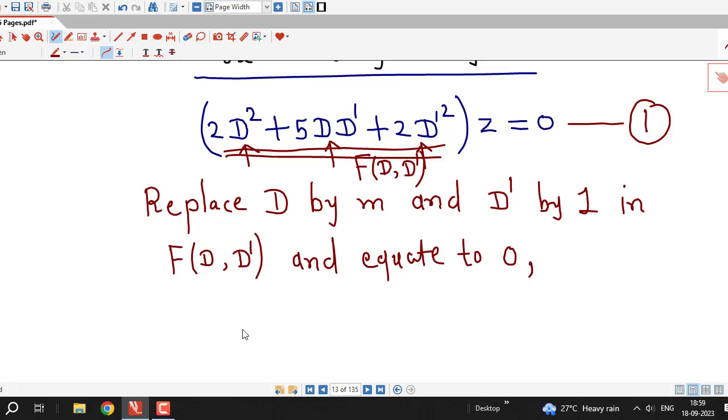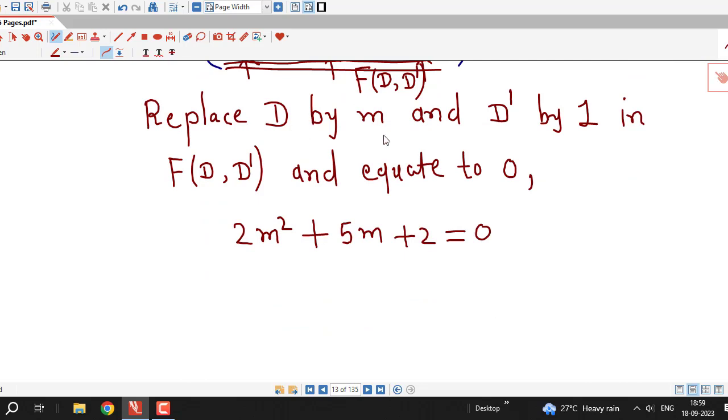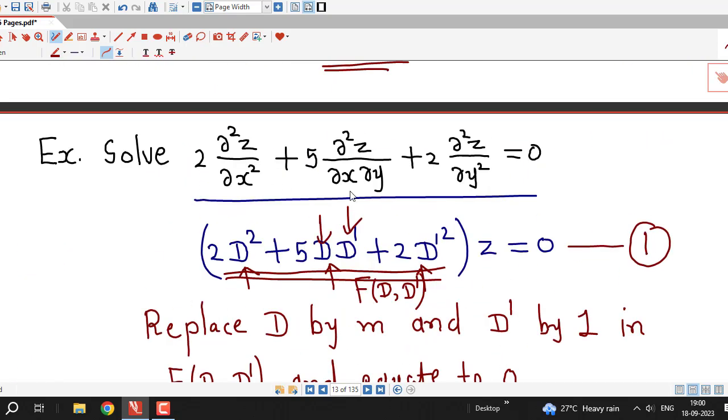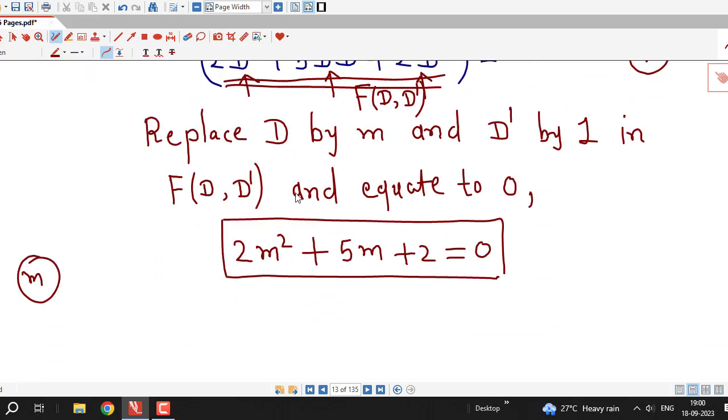So if I replace D by m, here I will have 2 into m square, plus 5 into m, D' is replaced by 1, plus 2, D' is replaced by 1, and equate this to 0. So after doing this, we will obtain a quadratic equation here. This is equation of degree 2 in variable m. So because our equation is of second order partial differential equation, we obtain second degree polynomial in variable m.